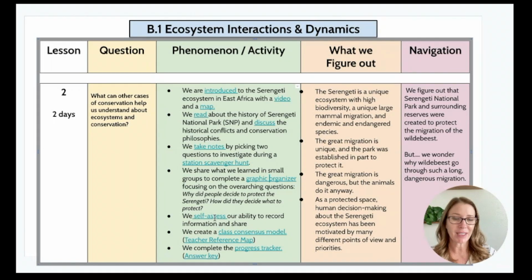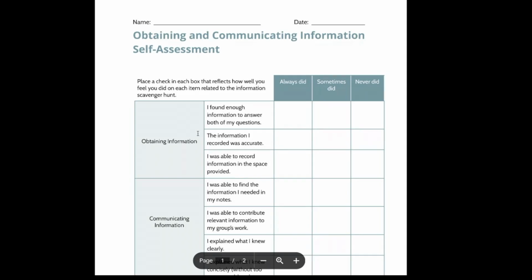We then have a self-assessment on the science and engineering practice of obtaining information and communicating information. So there is a self-assessment handout. Are they good at obtaining information or communicating information? More often, you need them to figure out that they didn't do something and they need to do it next time.